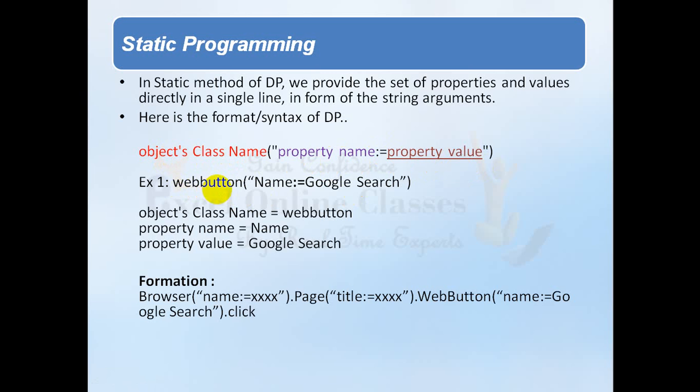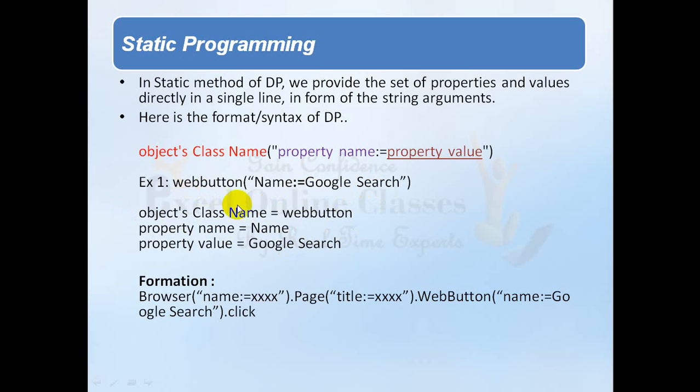This is an example. Here I have given an example for the web button. Generally we are using the Google search, where you can find the search button. For that, how do we write the descriptive programming? Here I have given web button of name colon equal to Google search. Here the name is the property name of the web button, and the web button name is nothing but Google search. So that value we have given here.